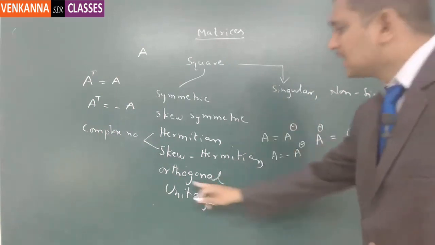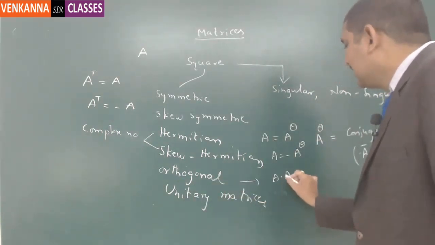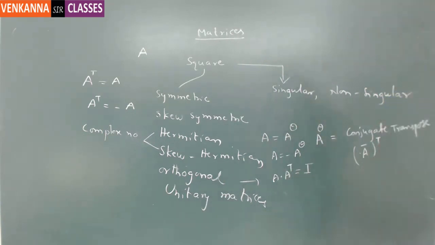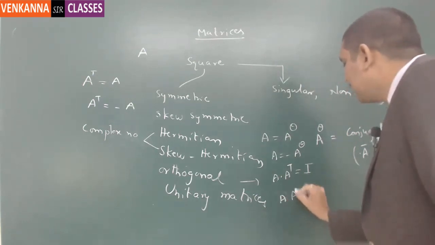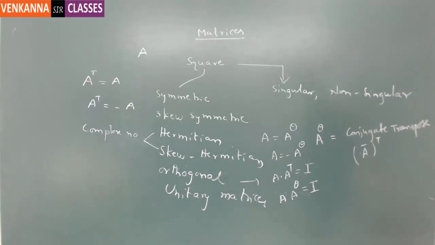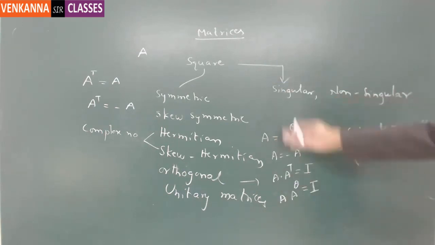A square matrix, we call it orthogonal if its inverse is nothing but its transpose. A into A transpose is equal to I. A square matrix is called unitary if A into A power theta is equal to I. Its inverse is nothing but A power theta. I think these definitions are known to you. However, if they are not known to you, please take a note of it.